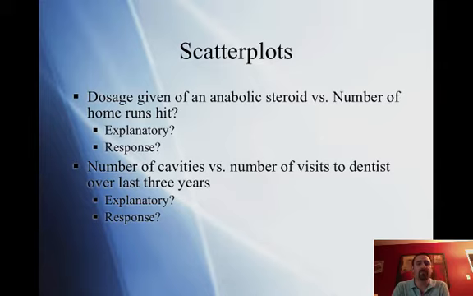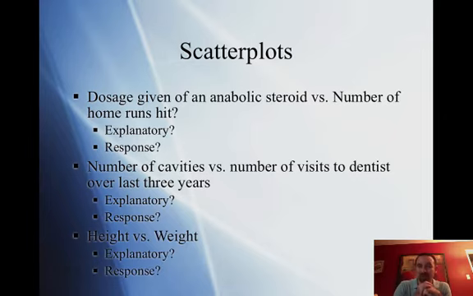How about the number of cavities versus the number of visits to the dentist over the last 3 years? Do you think the number of cavities explains the number of dentist visits, or do you think the number of dentist visits explains the number of cavities? You can look at it either way. I tend to think here that the x variable, the explanatory variable, should be the number of cavities. How about height versus weight?